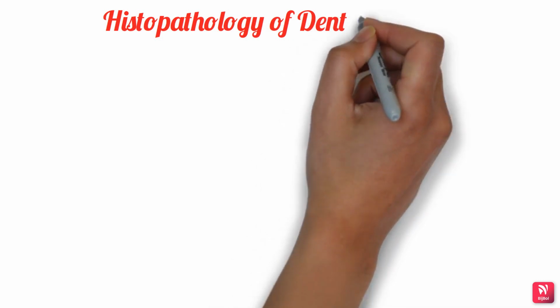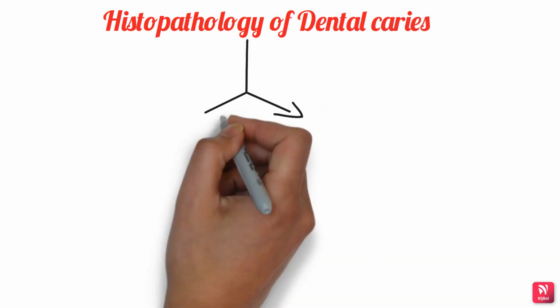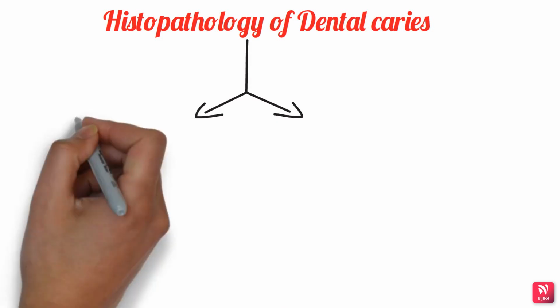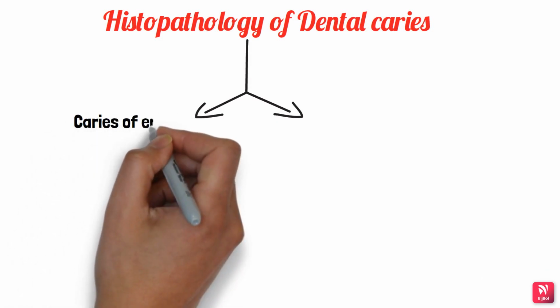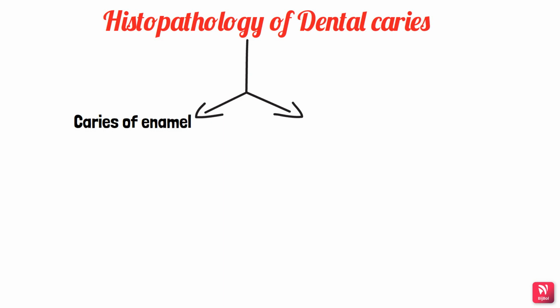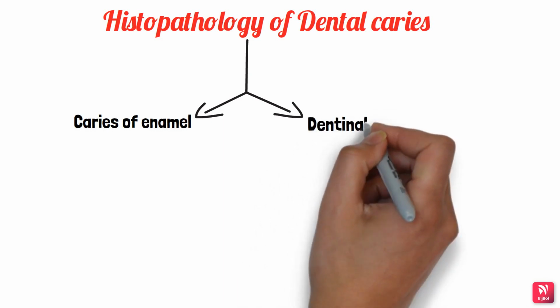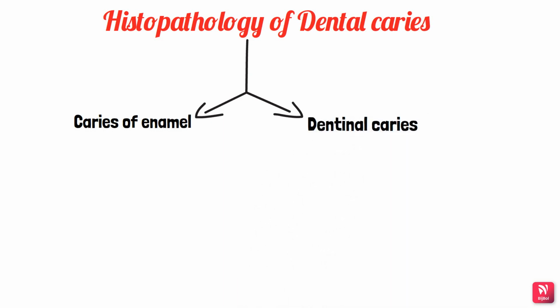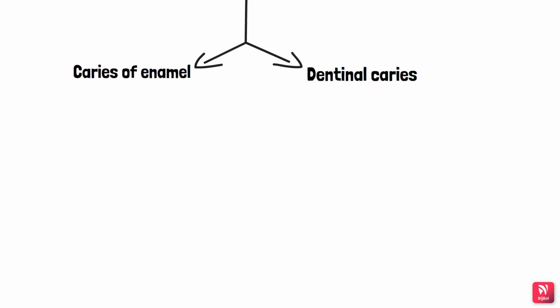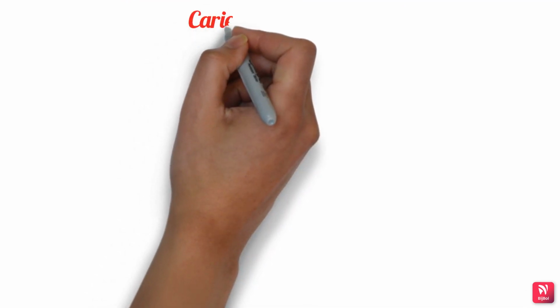While discussing the histopathology of dental caries, for ease of understanding, we will divide it into caries of enamel and dentinal caries, or caries of dentin. Why? Because the process of caries formation in enamel and in dentin is quite different. So we will deal with them separately. Okay, now let's look into caries of enamel.